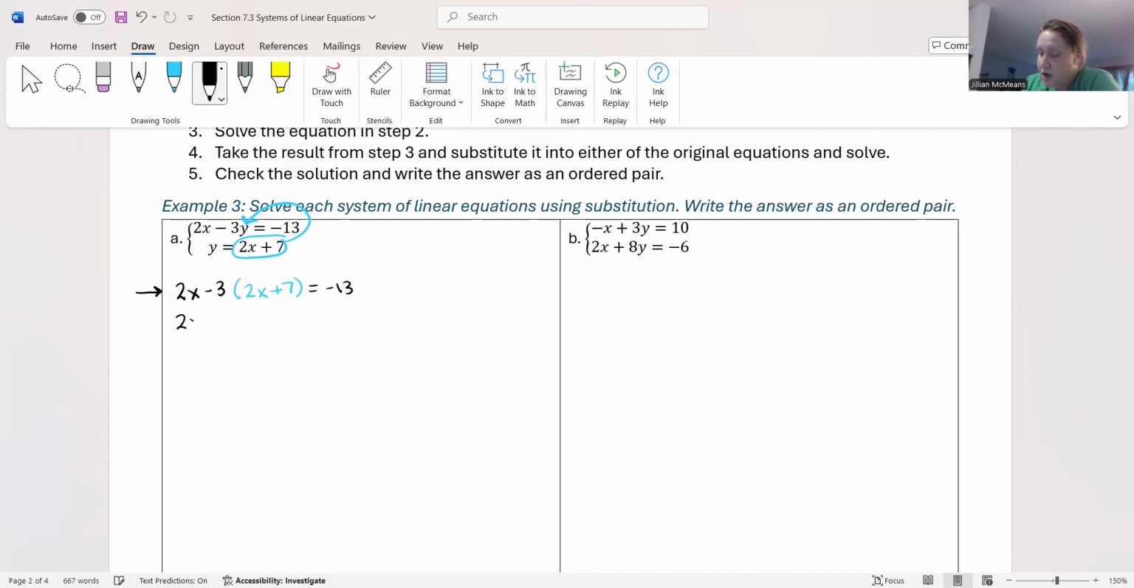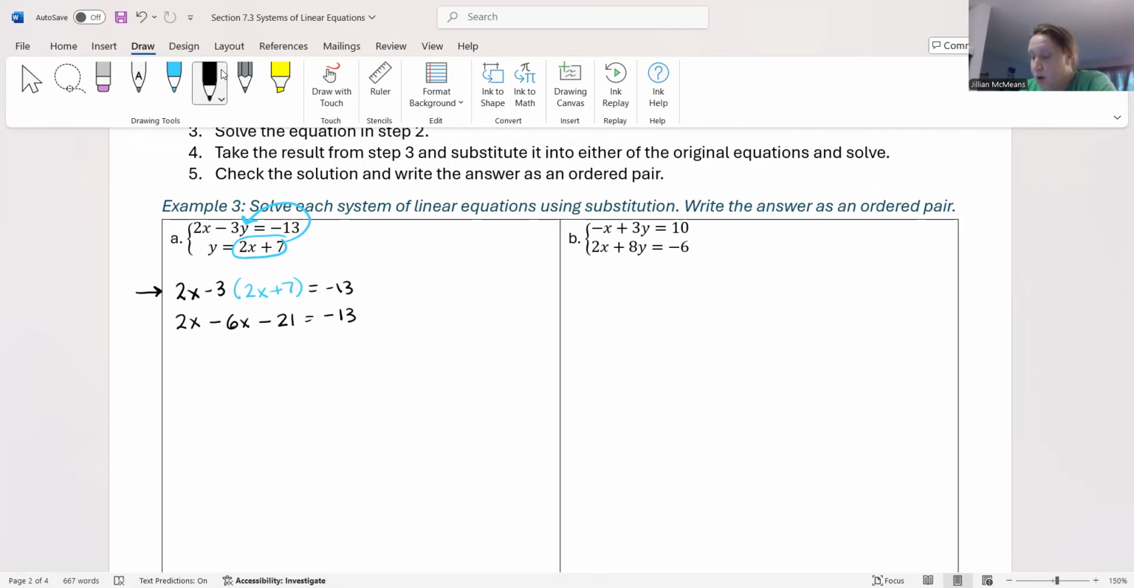So I'm going to start by just dropping down my 2x, and then that -3 in front of the blue set of parentheses, I need to distribute that. So -3 times 2x is -6x. -3 times +7 is -21, and that all equals -13.